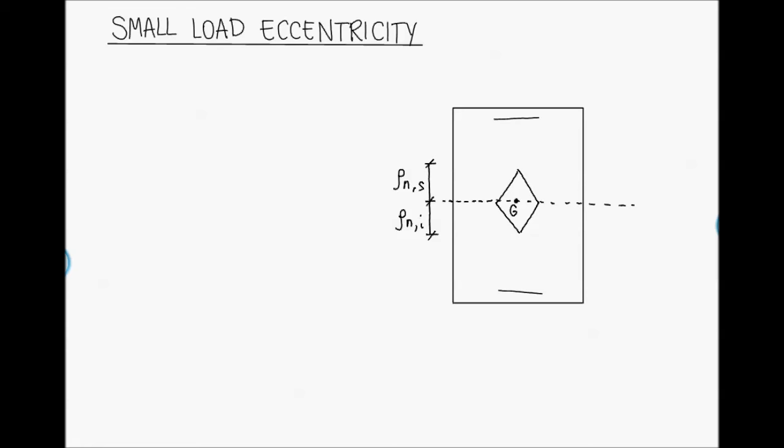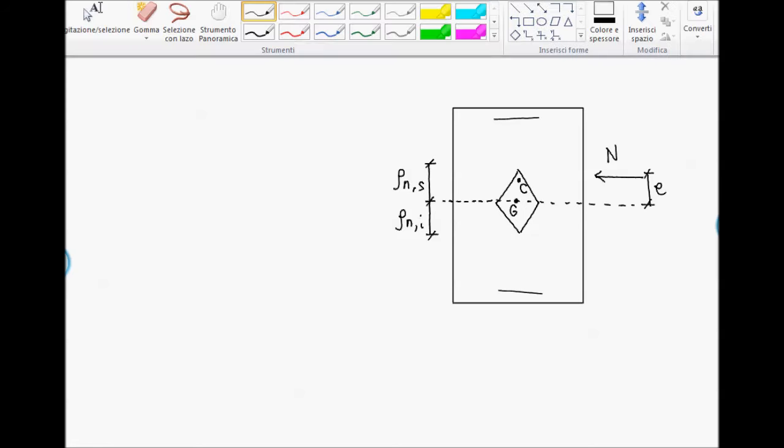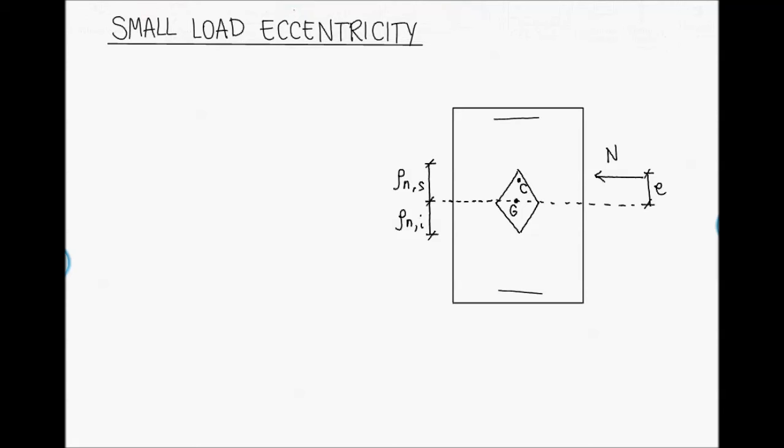We have an eccentric external axial load applied, N, and the point of application of N is point C. The eccentricity is E. And we have seen that the action of this eccentric axial force N is equivalent to the action of a centered axial force N plus a bending moment M, which is equal to N by E.